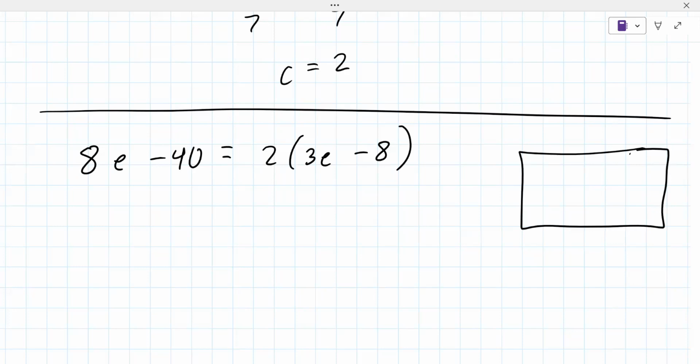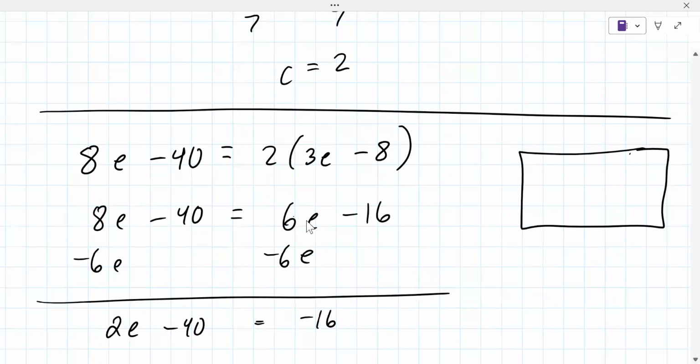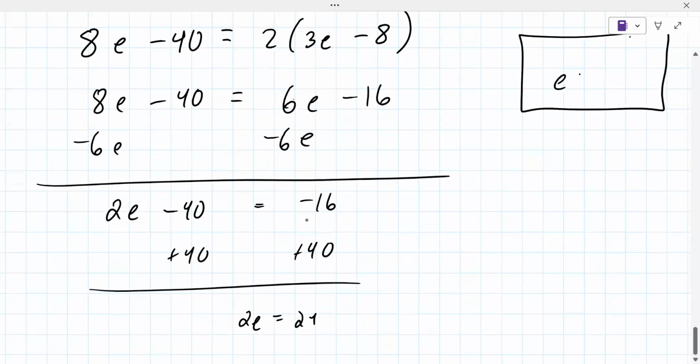E equals 12. I think that's just a tiny bit off here. So this is 6e minus 16, 8e minus 40. Maybe I did something wrong here, but let's subtract 6e from both sides. No, you are right. So we got 2e minus 40 equals minus 16. Add 40 to both sides. 2e equals 24. Yes, e does equal 12.